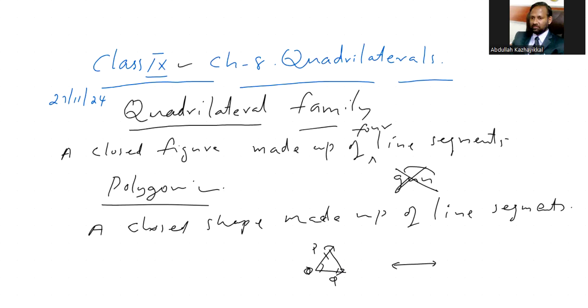What I am talking about is the quadrilateral family. Remember, the baby polygon, the smallest polygon, is the triangle. A triangle has three sides, three angles, three vertices. A triangle has no diagonals, because a diagonal is the line segment joining two opposite vertices. But a quadrilateral has two diagonals. Many properties are there for quadrilaterals: parallelogram, rhombus, rectangle. From the polygon, the grandfather, comes the quadrilateral family.